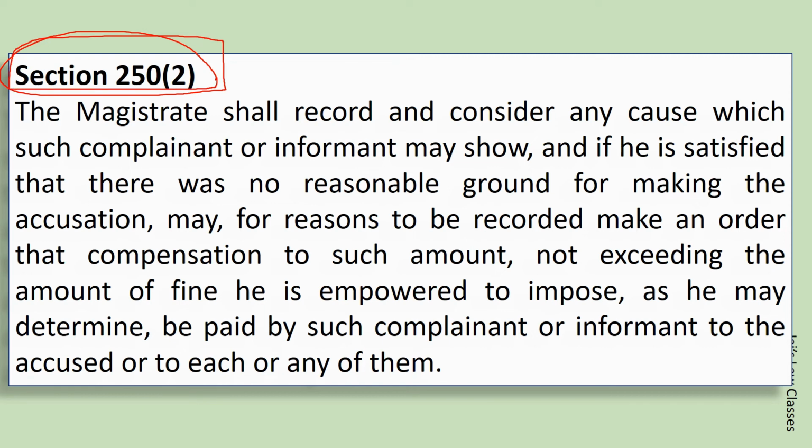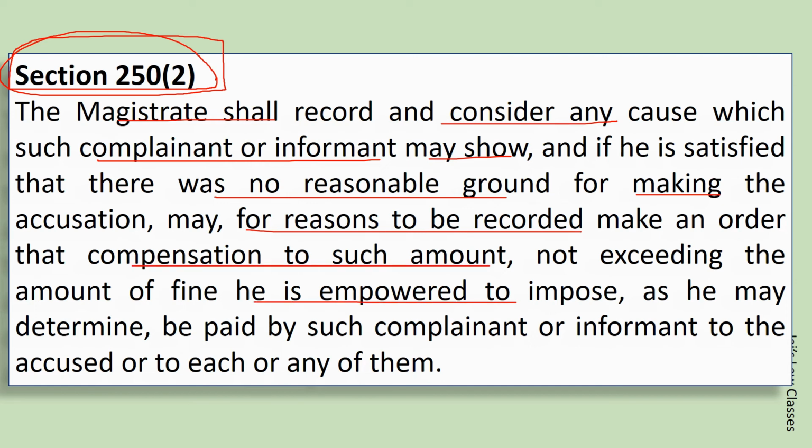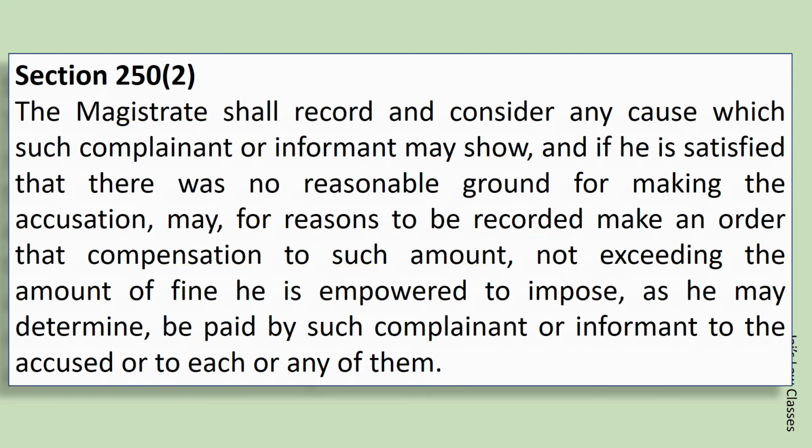Now let's cover subsection 2. The magistrate shall record and consider any cause which such complainant or informant may show, and if he is satisfied that there was no reasonable ground for making accusation, may, for reasons to be recorded, make an order that compensation to such amount not exceeding the amount of fine he is empowered to impose. Means the fine that magistrate is going to impose should be within his competence. He must be competent to award that punishment or a fine. It further says, as he may determine, the amount be paid by such complainant or informant to the accused or to each or any of them.